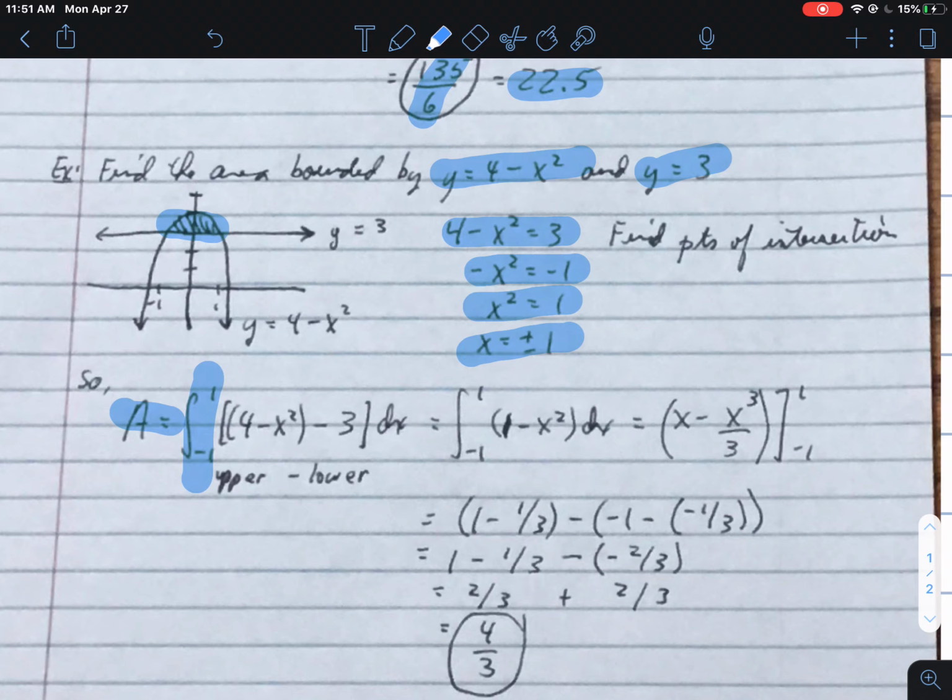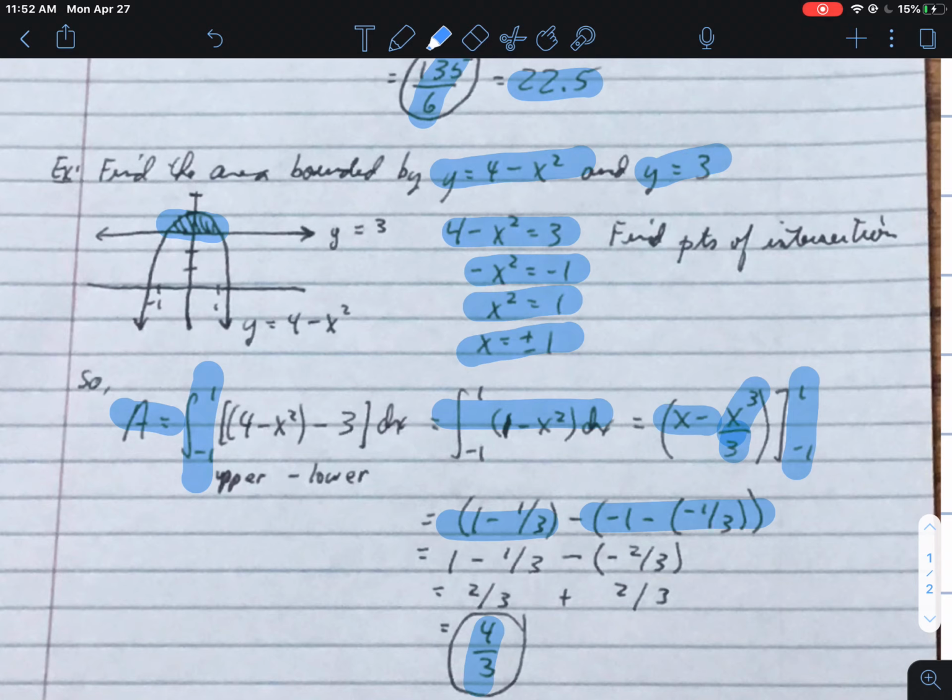So upper minus lower, 4 minus x squared minus 3, or 1 minus x squared, integral from negative 1 to 1. Antiderivative of 1 is x. Antiderivative of x squared is x cubed over 3. And again, we're evaluating from negative 1 to 1, our limits of integration. And so then I'm plugging in 1, our upper limit, minus plugging in negative 1, our lower limit. And from there, it's just straight calculations. And we end up with a total of 4/3. And so, again, context, we would say 4/3 square units, because that is the area that we're talking about. It's the area between those two curves.